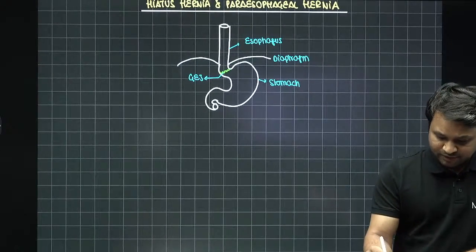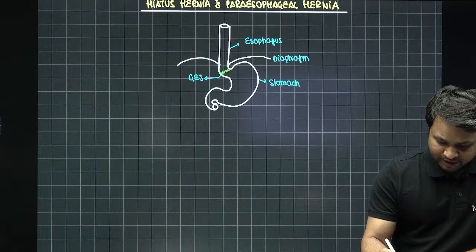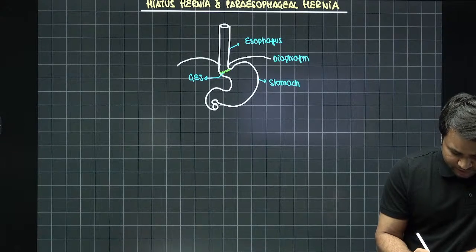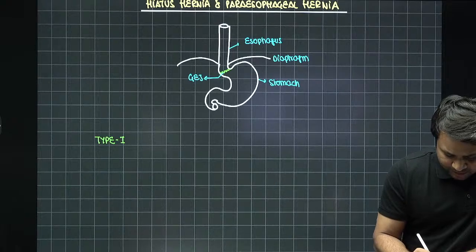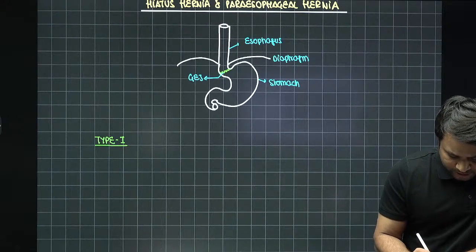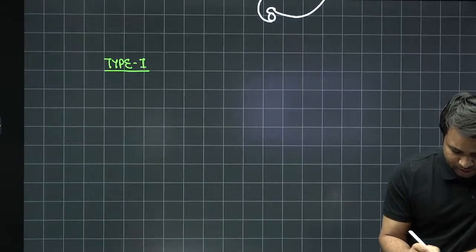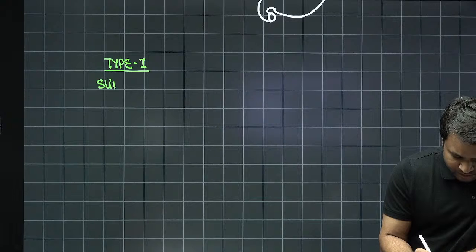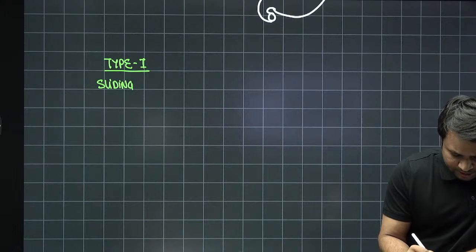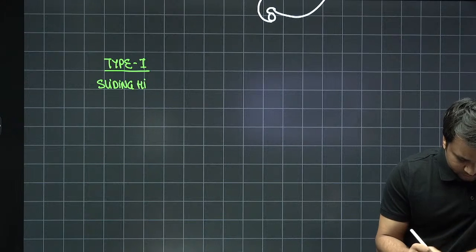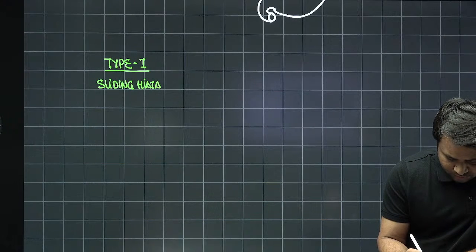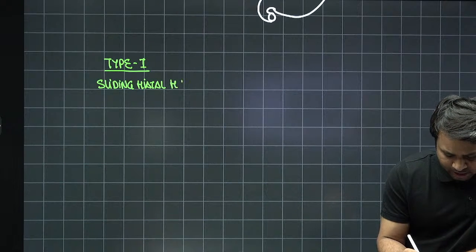The first variety, or the type 1 variety, right? So, we have the first variety which will be called the type 1 variety. The type 1 variety is what we call the sliding hiatal hernia.